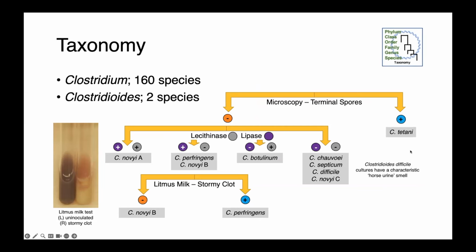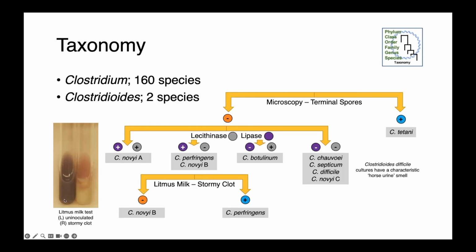Microscopically, the presence of terminal spores is going to be highly characteristic for Clostridium tetani. If we have spores in other parts, we can then subject the organisms to the lecithinase and lipase tests, and you can see the different reactions for each group of bacteria here. Clostridium perfringens is unique in its ability to produce what's called the stormy clot reaction in litmus milk.